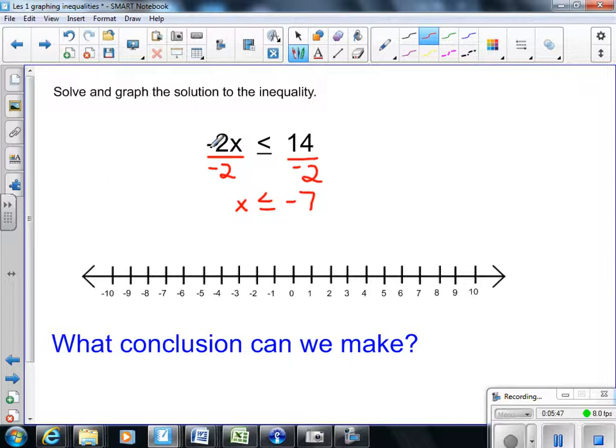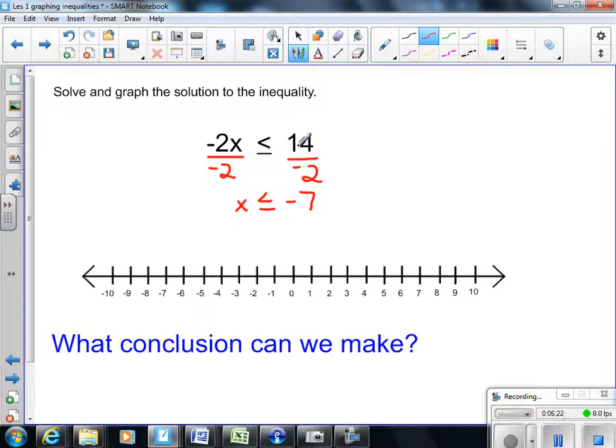So let's plug that in. -2 times -8 gives you a positive 16. Is positive 16 less than 14? No. Uh-oh. Do we have a problem here? Well, what numbers would make it true? If we don't go this way, let's try something on this side of -7. Let's do -6. What's -2 times -6? A positive 12. Is 12 less than or equal to 14? Yes.